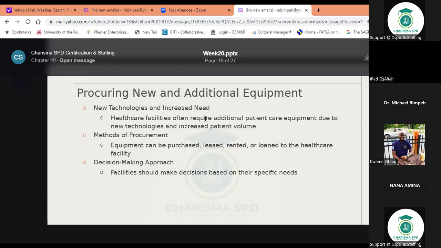New technologies and increased need: healthcare facilities often require additional patient care equipment due to new technology. Yes, sometimes it's not that it's not working, but because of the new technology. I remember we were using Trophon EPR, the old version, and then we changed to the newest one. So nice. So this can change. Also, scopes change constantly. Even instruments themselves, like scissors, those kinds of things.